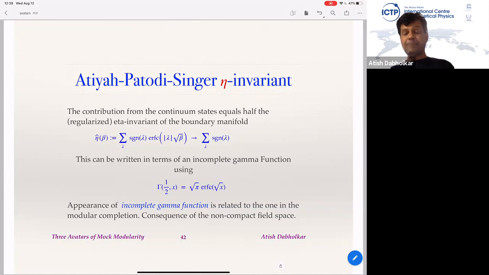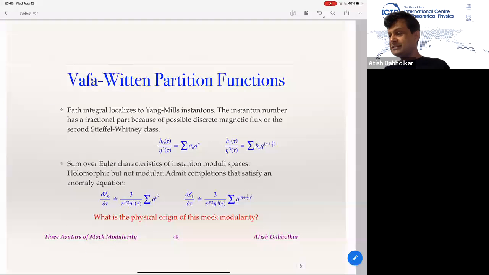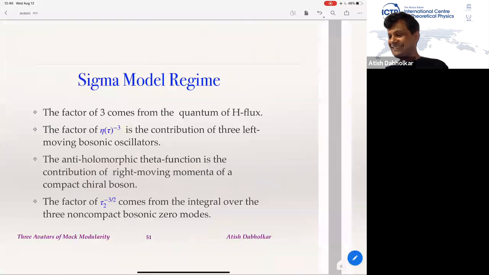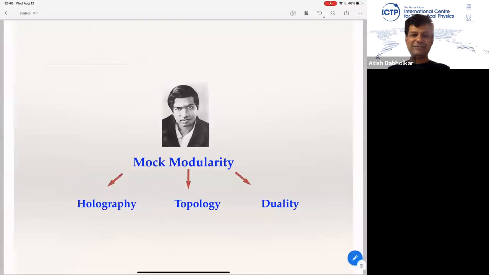And as Pavel will explain next time, if you view the N=4 super Yang-Mills theory as coming from some 6-dimensional M5 brane, then there is also non-compactness in the Coulomb branch of this gauge theory. And there are some additional terms, so that's the reason you get a non-zero answer. So that's the short summary of my three avatars of mock modularity. Maybe I should just show you the last transparency, which is this, and I should stop here.